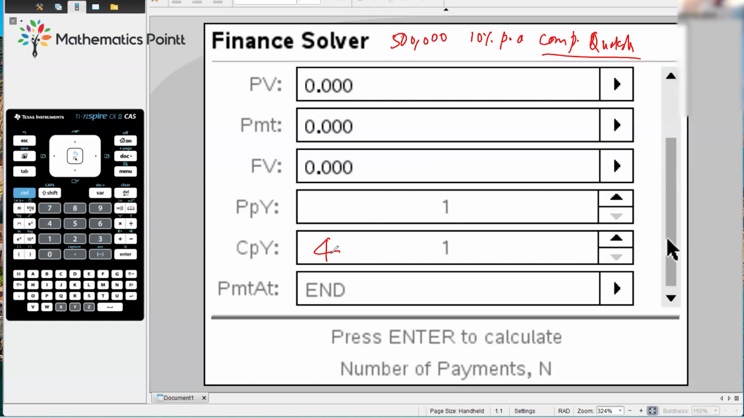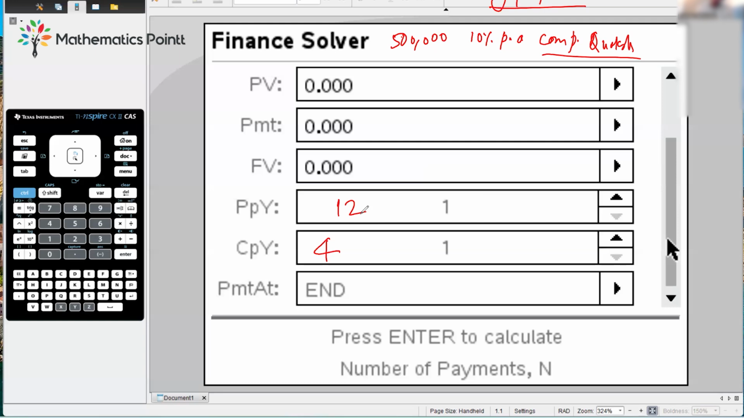Remember that. Now I'm coming to PPY. In this loan scenario that I've just discussed, let's say now they are making monthly payments. So now, how many payments are being made in 1 year? 12. Yes, so PPY is 12. Does that make sense? PPY is number of payments. CPY is the compounding.